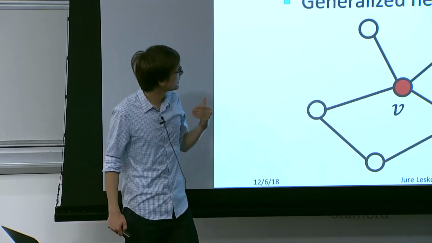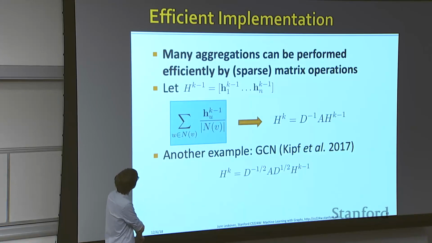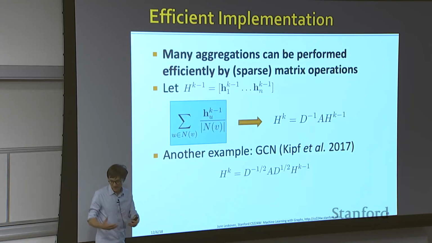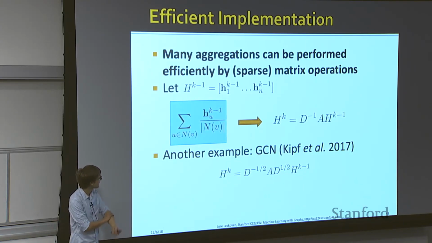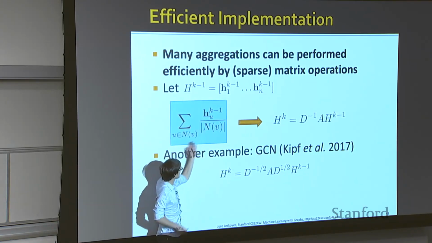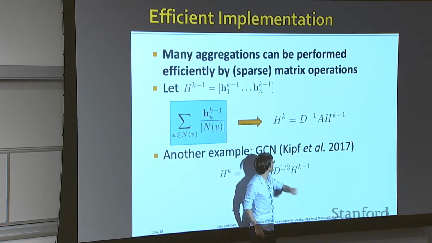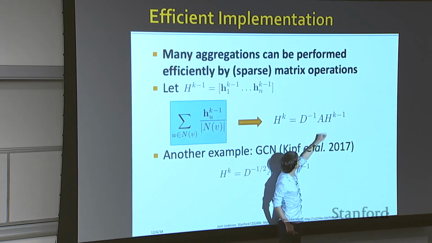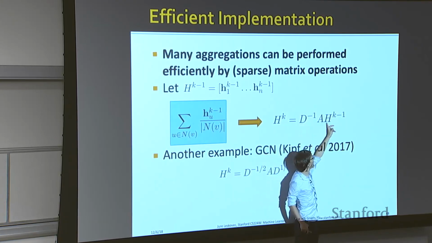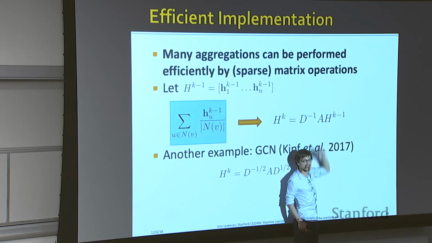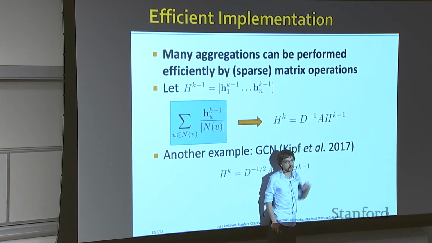The way you would efficiently implement these methods is to realize that you can write this very nicely as sparse matrix multiplications, right? Everything that I've written in this way, how you are aggregating from the neighbors, you can write out as a matrix multiplication, where A is the adjacency matrix, D is a degree matrix, same as in spectral clustering, and these are the message matrix from the previous layer. So essentially all you have to implement is this type of iteration, right?